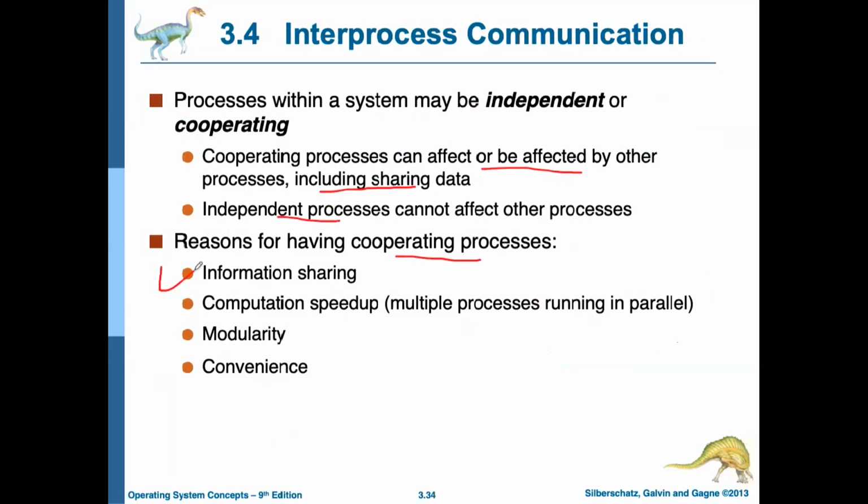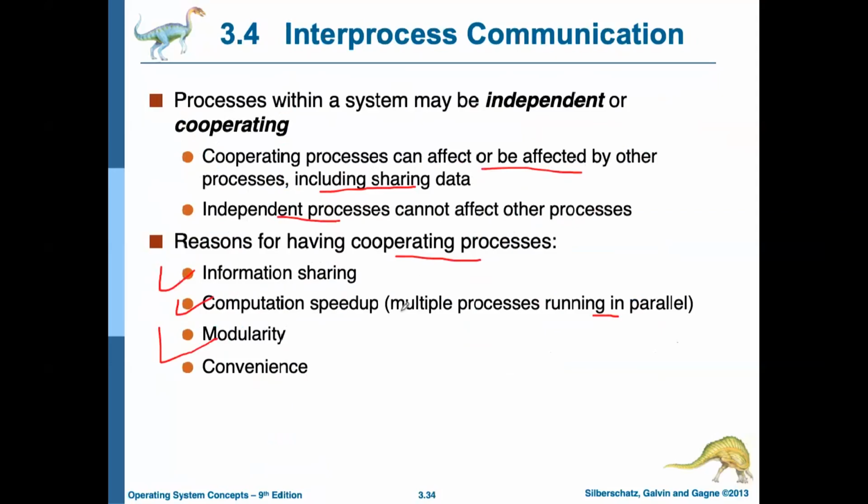Maybe we have some information sharing. It is also said that there is computation speedup for multiple processors running in parallel. So this can happen also. Modularity is one of the reasons. Why do we need cooperating processes? Because we have modularity.